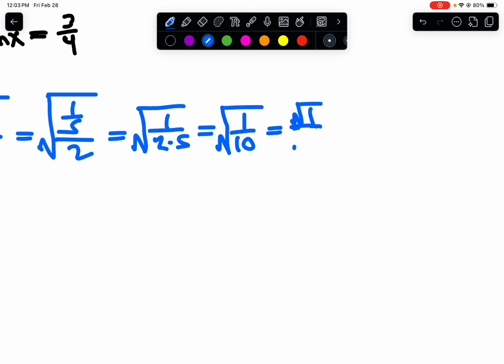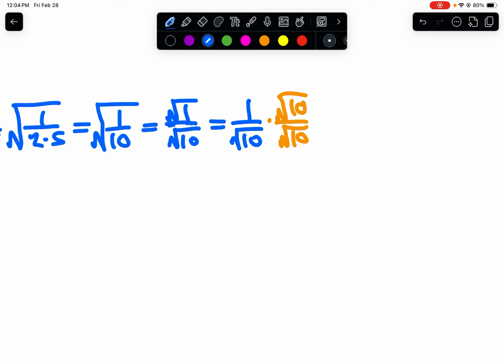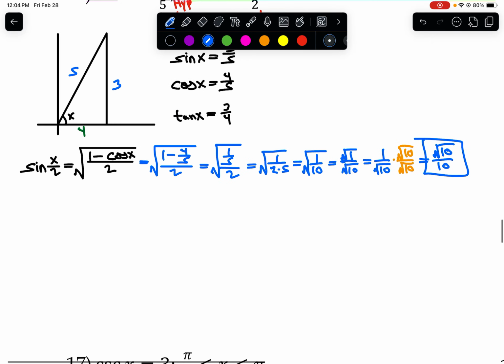Then I'm going to separate the radical. So we have the square root of 1 over the square root of 10. So we have 1 over the square root of 10, but now we have to rationalize. So I'm going to multiply by root 10 over root 10, which is my funky form of 1, which is going to give me root 10 over 10. So that would be your half angle value for sine.